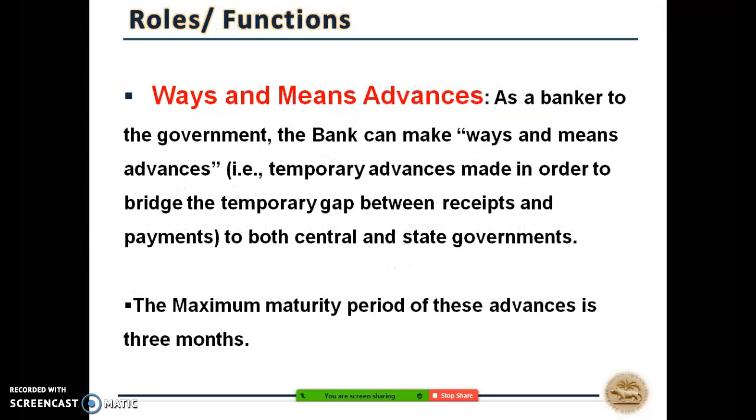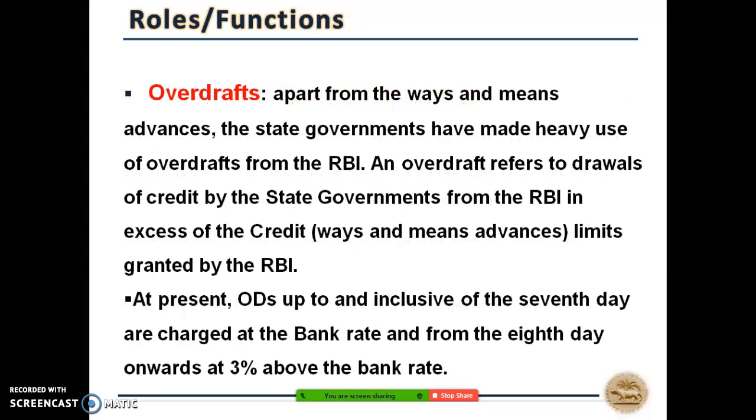Ways and means advances. As a banker to the government, the bank can make ways and means advances. That means temporary advances made in order to bridge the temporary gap between the receipts and payments of the central and state governments. The maximum maturity period of these advances is 3 months only. Overdraft, OD.